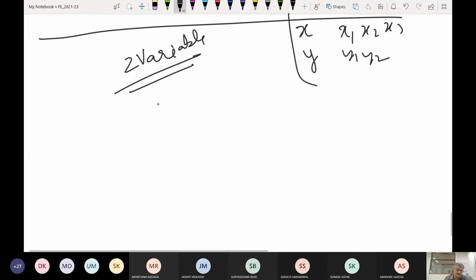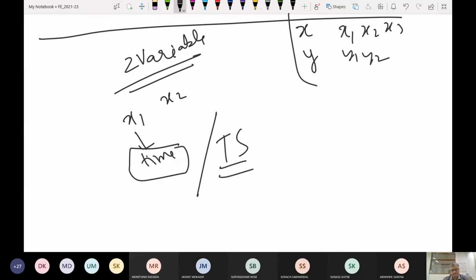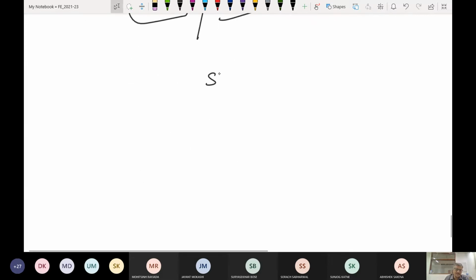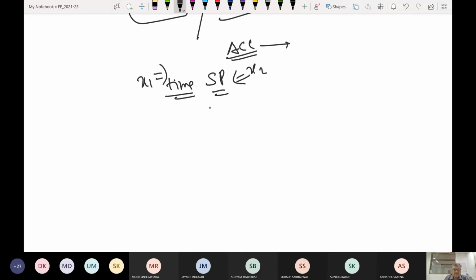So let's say we talk about two variables, x1 and x2. And one of the variables is some definition of time. I repeat myself. I'm talking about two variables at a time. Out of those two, if one variable happens to be time, then I'm talking about time series. I give you examples. Let's say I'm talking about share price of ACC. ACC is a cement company. Share price, and the other variable is time. So x1 is time, and x2 is the stock price.